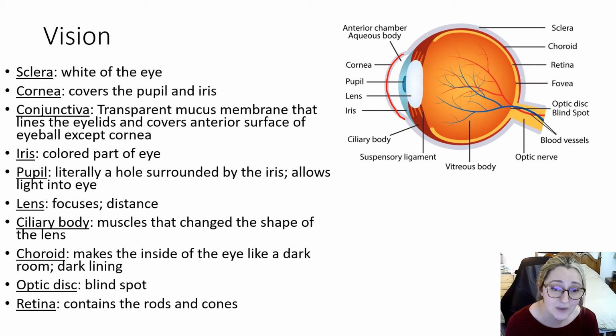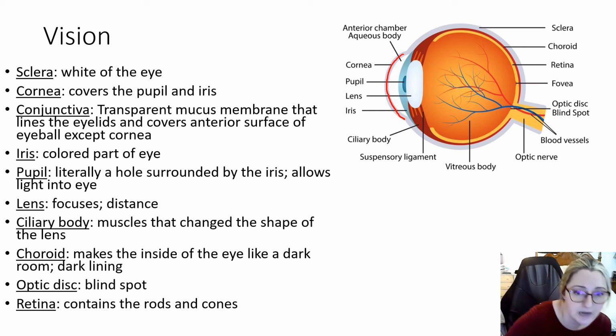Within the eye, you have a few layers. The outer layer is the sclera. Remember, that's the white of the eye. From there, you have the choroid. The choroid is very important because it makes the inside of the eye look like a dark room. It's very, very dark. It is a dark lining. From there, you have the retina. The retina is going to contain your rods and cones. Your rods and cones are going to be your photoreceptors. We'll talk about that in just a minute.